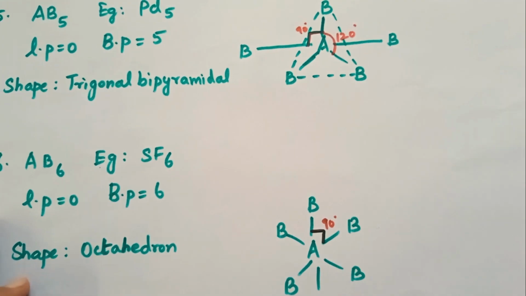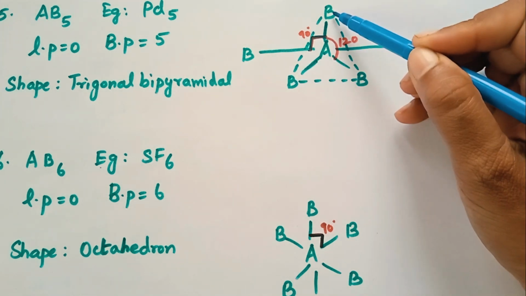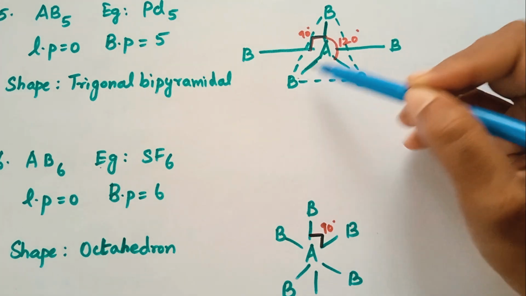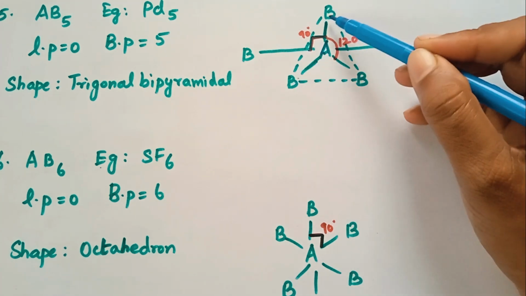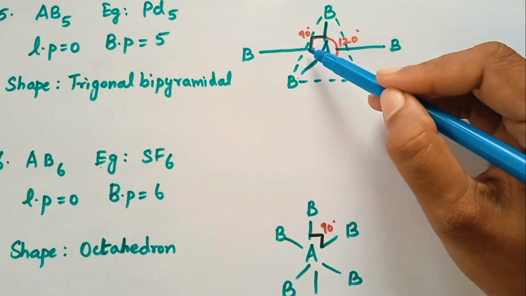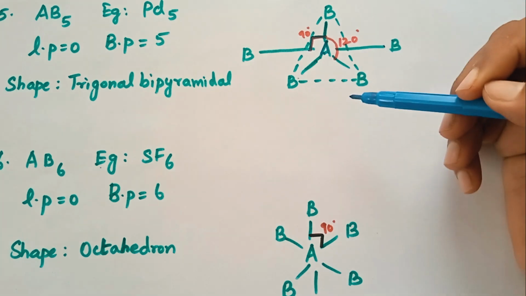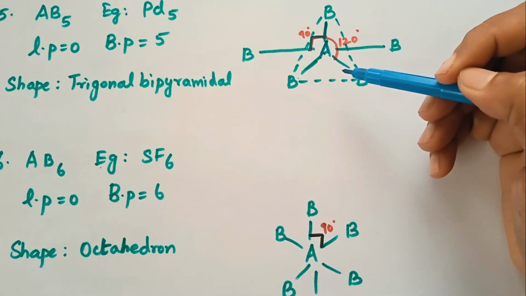Next we will see the next type of molecule, AB5. The example for AB5 type of molecule is PCl5. Here the lone pair is equal to 0 and there are 5 bond pairs. Since there are 5 bond pairs, it forms a trigonal bipyramidal shape. These three bonds will be in the same plane, and one AB bond will be in the front and the other AB bond will be at the back. Okay, so it forms a trigonal bipyramidal shape. There will be two bond angles in this case.